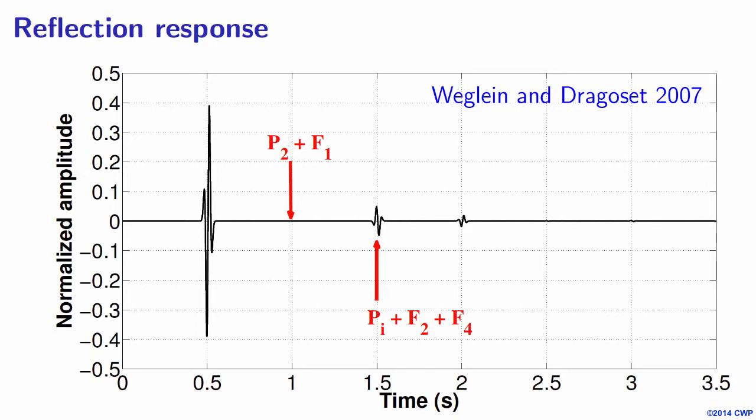However, in autofocusing, what do we do? We get the Green's function for the model itself. So in our Green's function, we will have the reflections from this interface, because we do account for these free surface multiples.